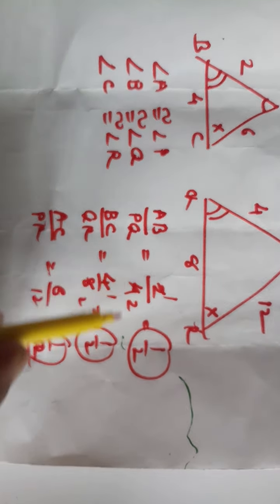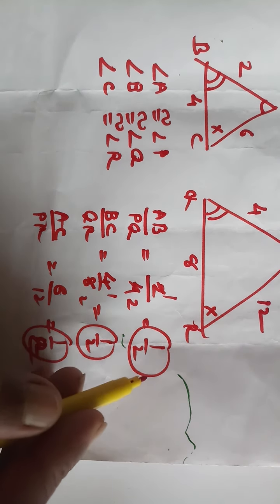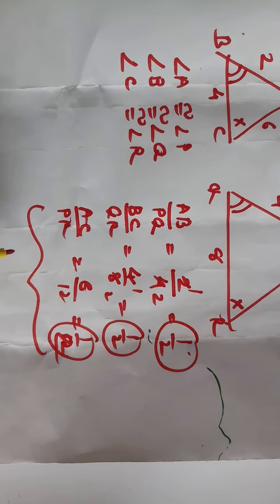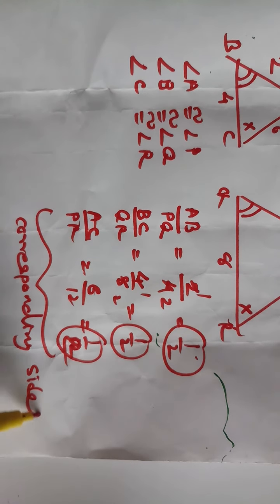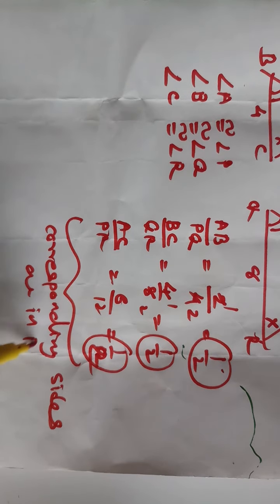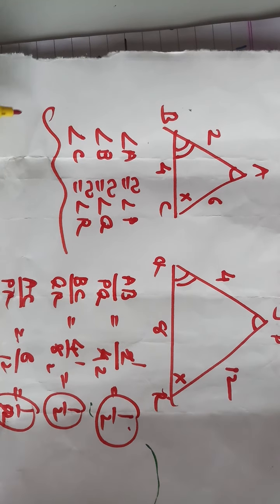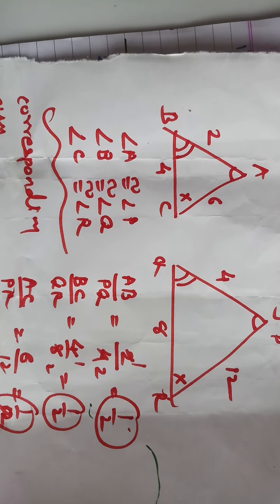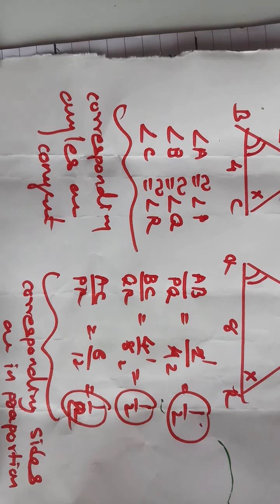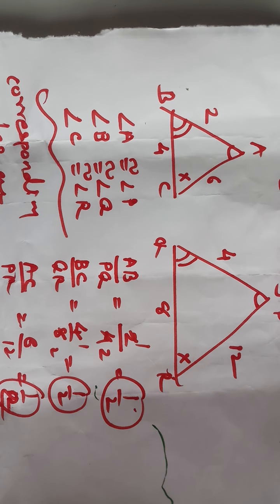So if the ratio of all three corresponding sides are equal, then we can say the corresponding sides are in proportion. So what will we say? Corresponding sides are in proportion. And corresponding angles are congruent. Now, these two triangles are called similar triangles.